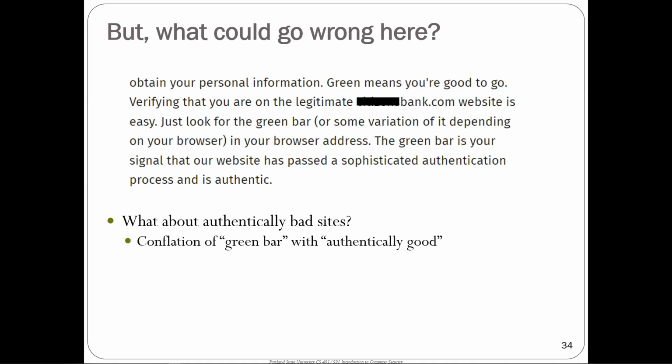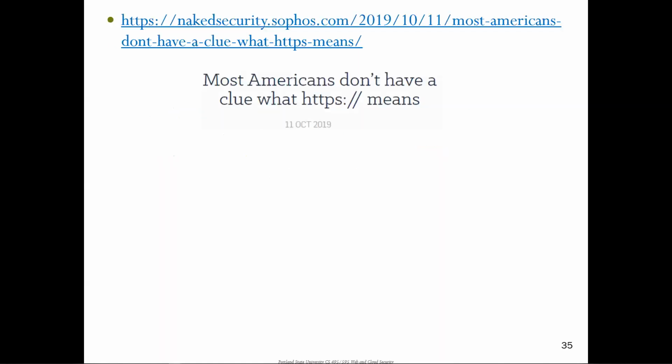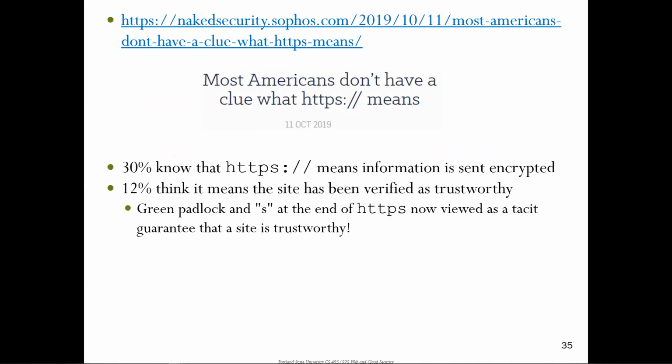We have conflated this green bar or the lock symbol with authentically good. But what does it actually mean? What does HTTPS actually mean? As it turns out, most people don't have a clue. This was done 3 years ago, but I'm sure this has not changed at all. They could redo this survey. 30% will know that HTTPS only means that the information being sent is encrypted. What's worrying is that 12% of the people thought that it meant the site has been verified as trustworthy.